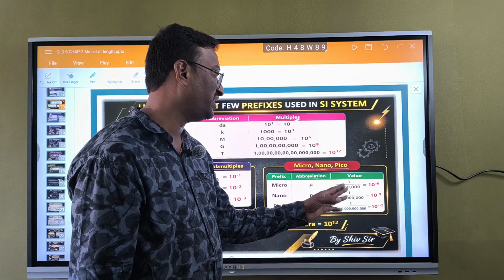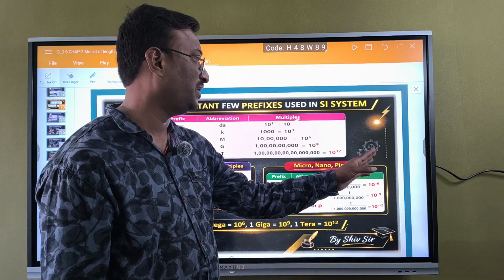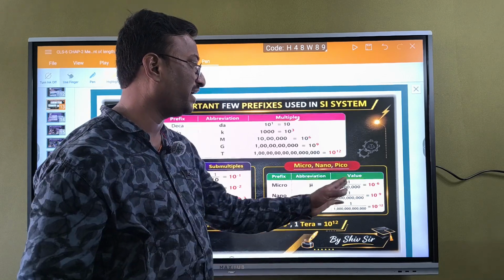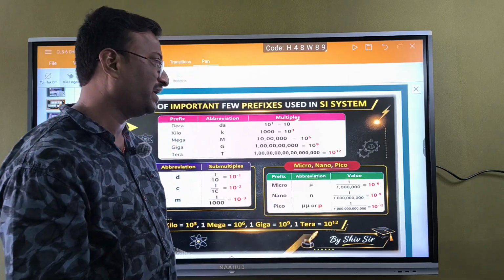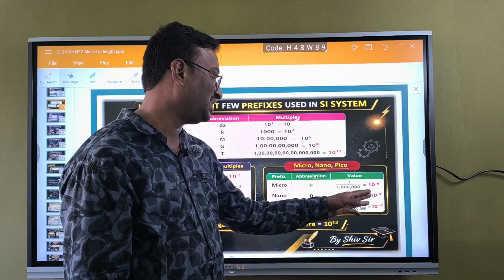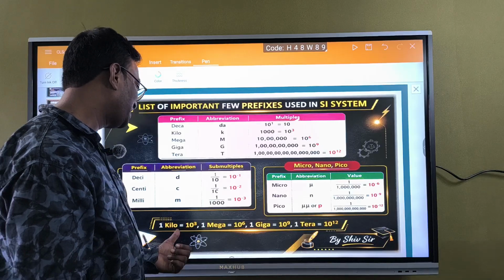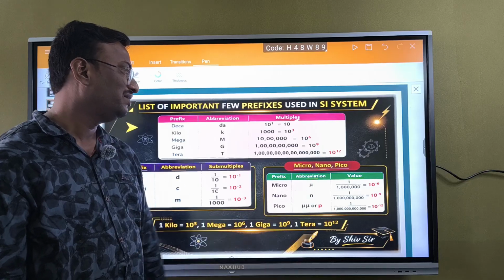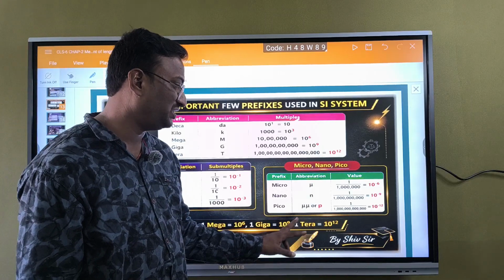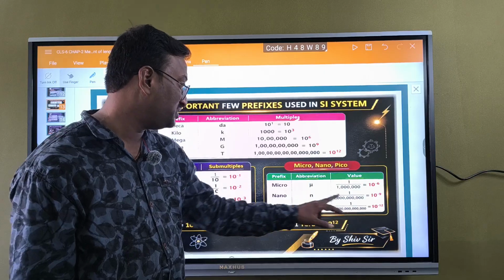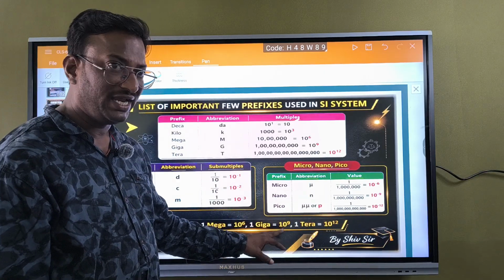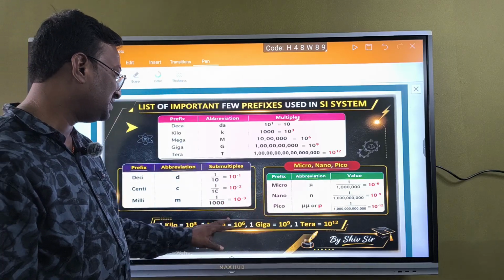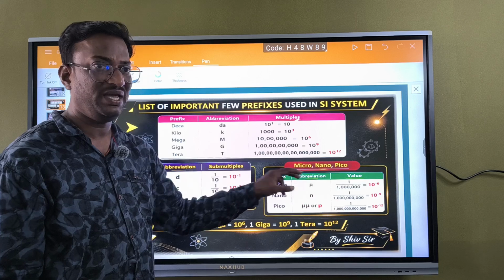Micro means 1 divided by 1 followed by 6 zeros, 10 power minus 6. Nano means 1 divided by 1 followed by 9 zeros, that is 10 power minus 9. Pico means 10 power minus 12. Kilo is 10 power 3, mega 10 power 6, giga 10 power 9 and tera 10 power 12. 10 power 12 means tera. 10 power minus 12 means pico. 10 power 9 means giga. Minus 9 means nano. 10 power 6 is mega, minus 6 will be micro.